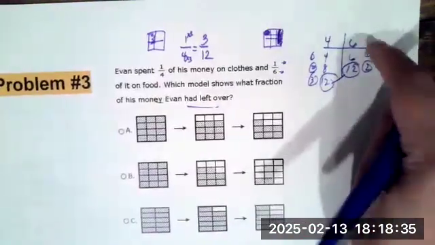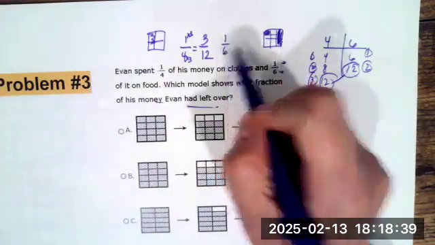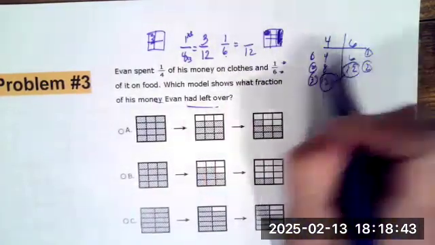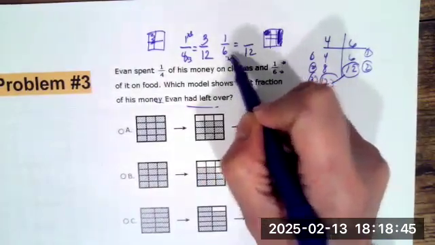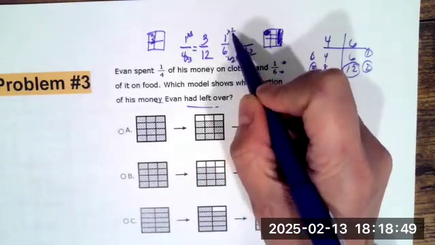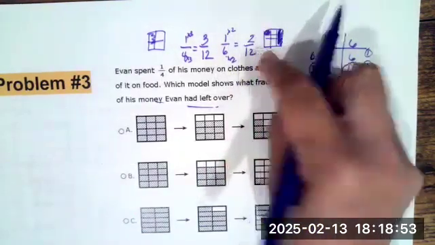Okay. Now I'm going to do the same thing with 1/6. 1/6 is going to be equivalent to, I use 6 times 1, 2 to get 12. Whatever I do to the denominator, I have to do to the numerator. 1 times 2 is 2. So I have 2/12. So this is 2 parts out of the 12.